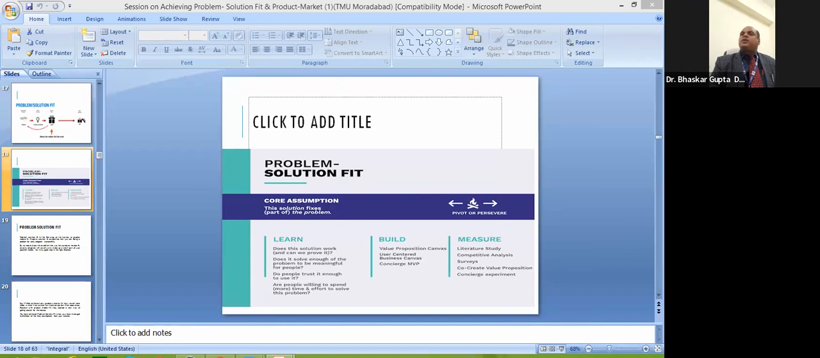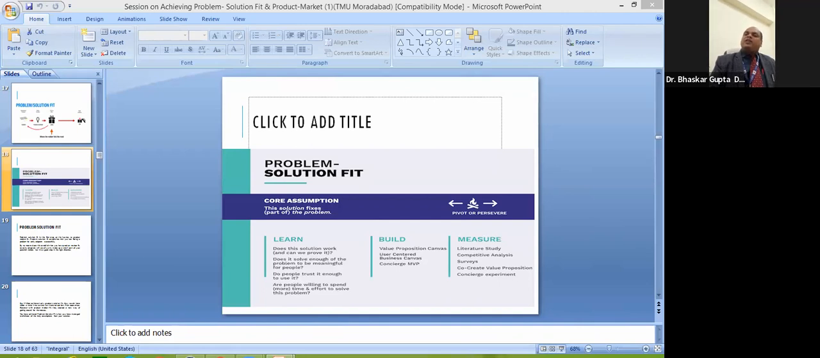Next. Problem solution fit is the first step on the journey to product market fit. Problem solution fit establishes that you are fixing a problem for early adopters successfully. By no means does this establish that you have a product market fit, as early adopters will usually only make up a small part of your potential market, but it is a good step in the right direction.